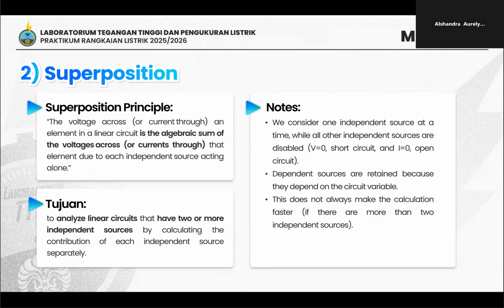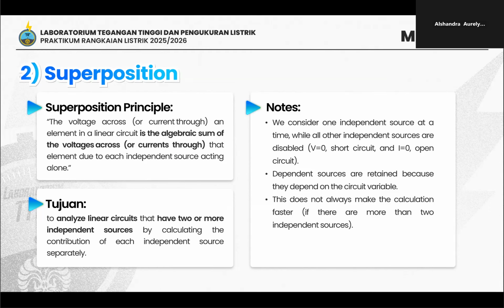Okay, next is superposition. The superposition principle says that the voltage across, or maybe current through, an element in a linear circuit is the algebraic sum of the voltage across or current through that element due to each independent source acting alone. So the main reason why we use superposition is to analyze linear circuits that have two or more independent sources. It's easier to analyze with superposition because we calculate the contribution of each independent source separately.